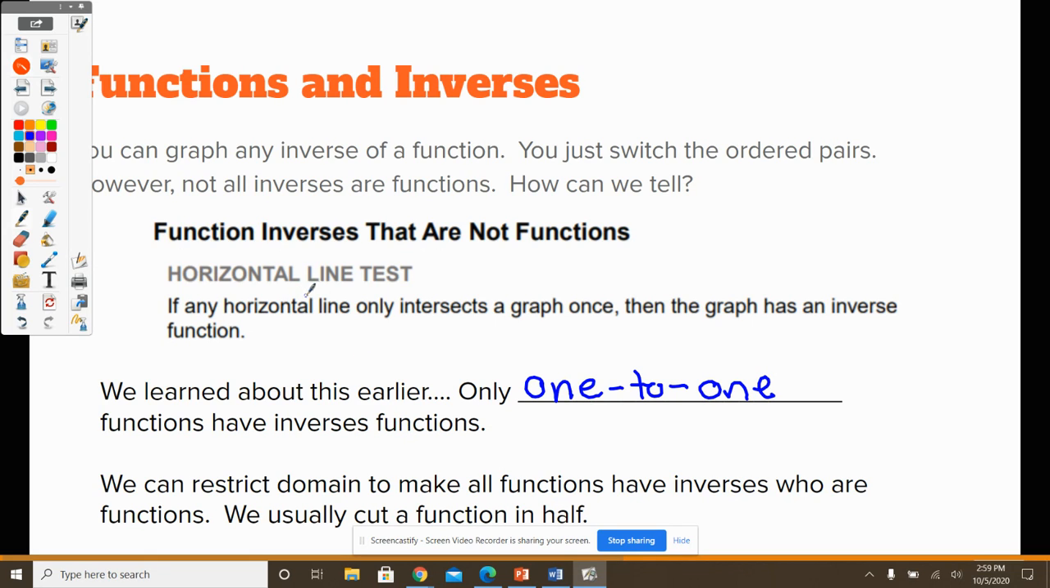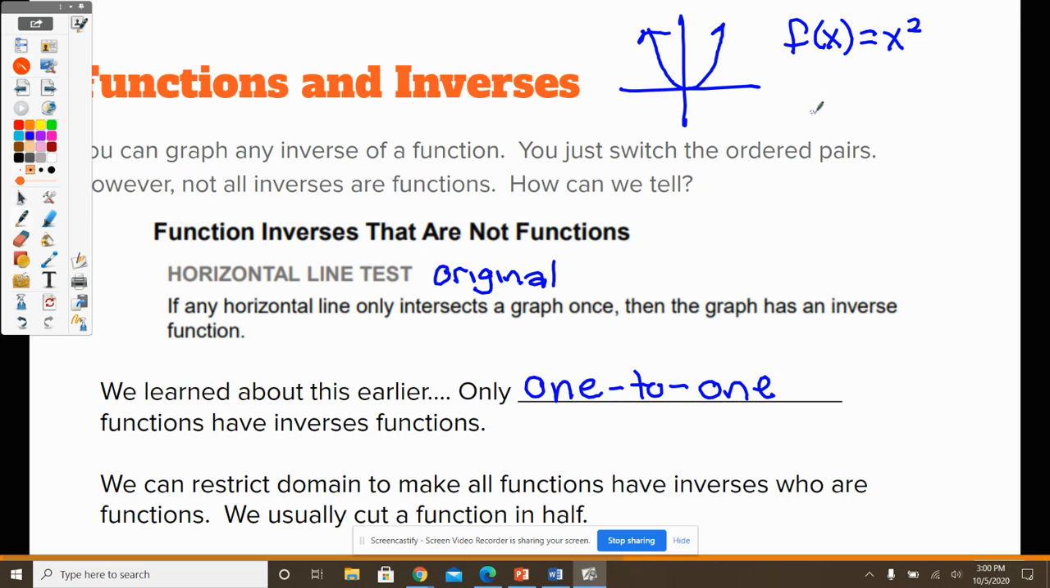So it has to pass the horizontal line test, the original function does, in order for it to be the case. And what we can do is take your parabola we just did, and if I want to use the notation f of x equals x squared, and I want to know what the inverse is, and I want to use function notation like that, then the first thing I'm going to have to do is say, hey, only look at half of the graph.